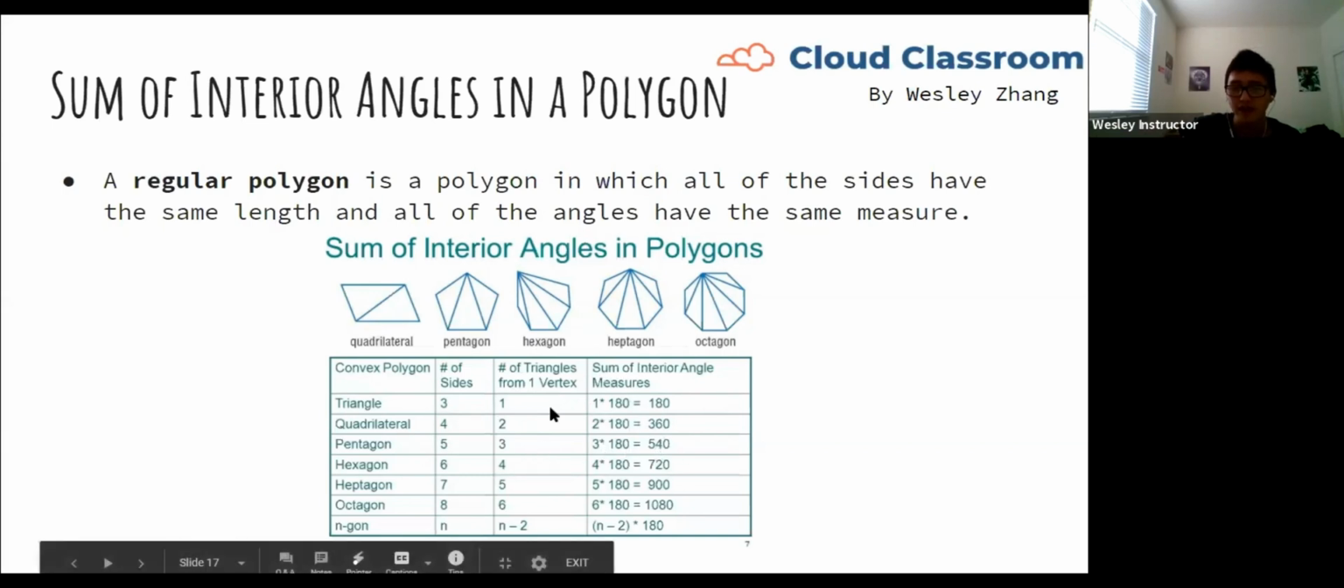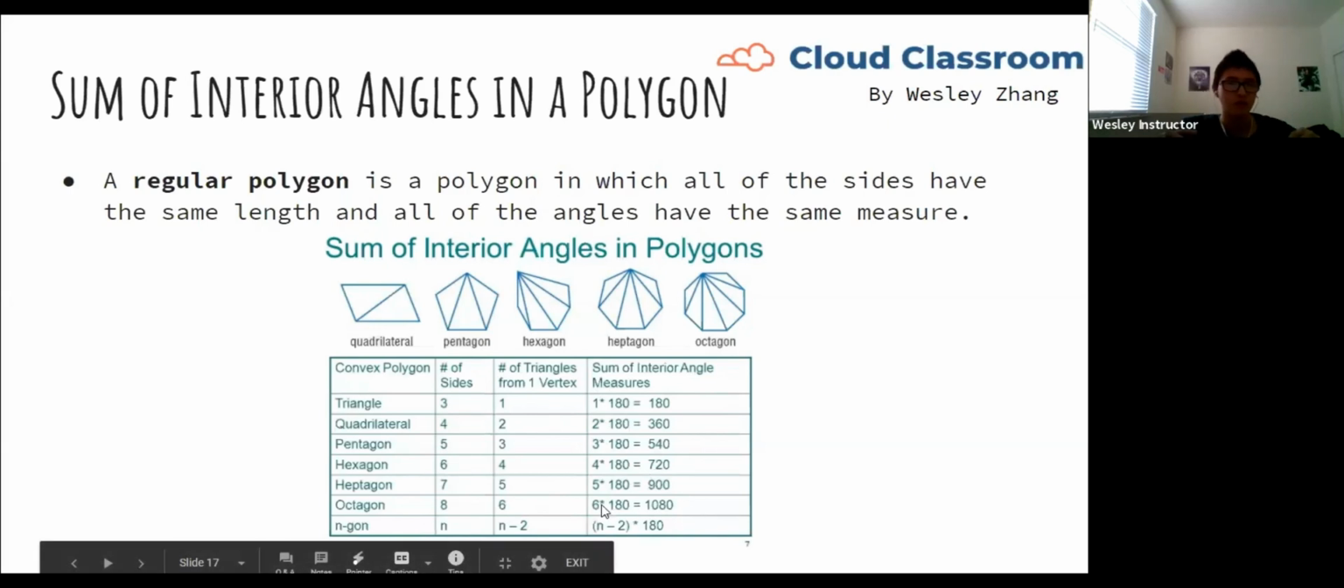And if we generalize this pattern for however many sides a polygon has, we get this equation at the bottom: n minus 2 times 180. That is the sum of the interior angle measurements, where n is the number of sides. And this equation always works.